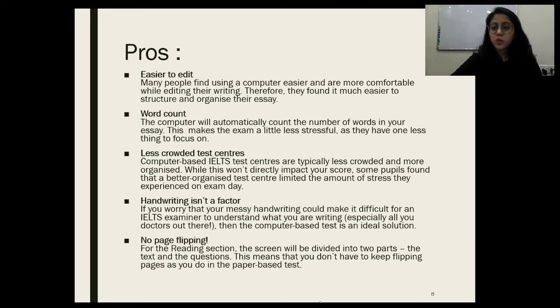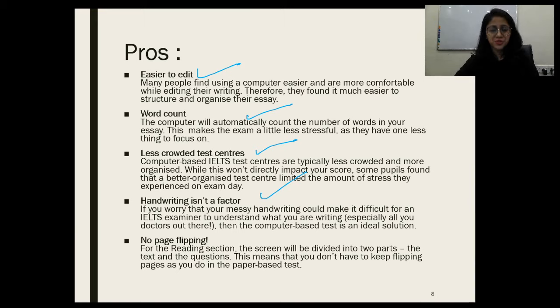So we've seen what the pros are. Let's do a quick review. Easier to edit, word count, less crowded centers, handwriting isn't a factor. So no messy handwriting problems at all. You can just type and be assured that the examiner is not going to mark you less because she hasn't understood what you've written.